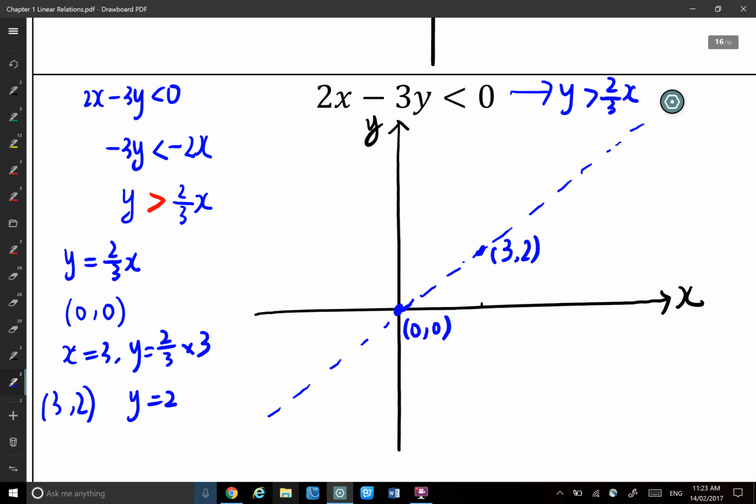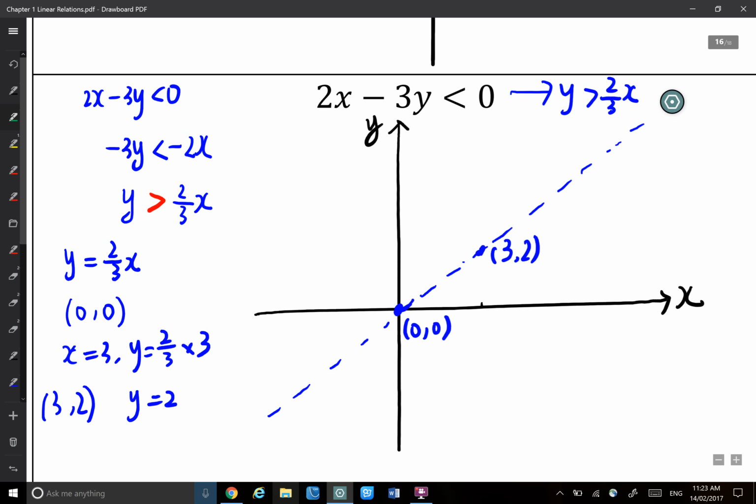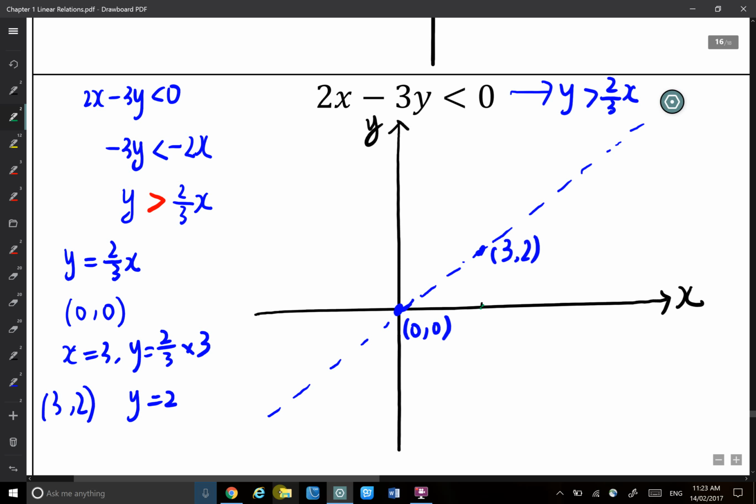Where do I need? I need y greater than 2 over 3x. So where is greater? Let's say from the point 3, I go up to the point 2. This is below because I haven't reached the line. So I need to go beyond here, so this part needs to be greater.